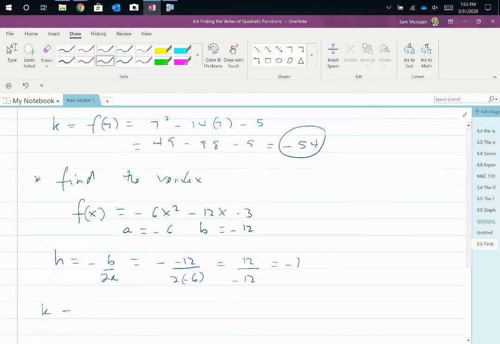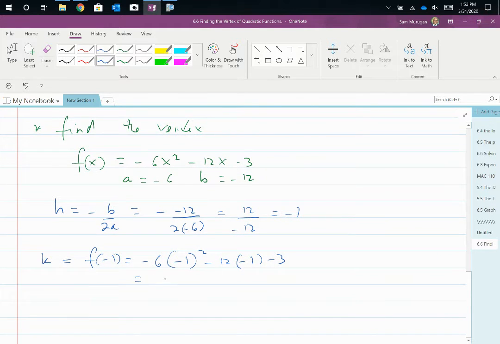The k value is substituting negative 1 into the original function. This is negative 6 times (negative 1) squared, minus 12 times negative 1, minus 3. So negative 1 squared is positive 1, so this is negative 6 times 1 plus 12 minus 3, which is negative 6 plus 12 minus 3. So this is 12 minus 9, which is 3.